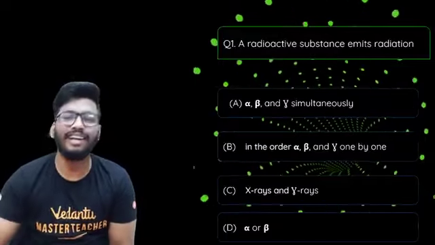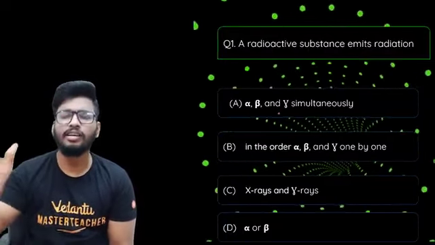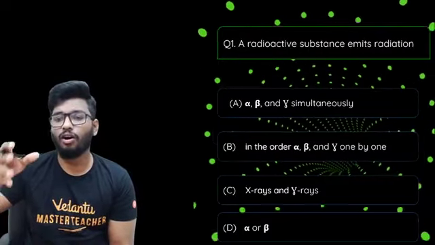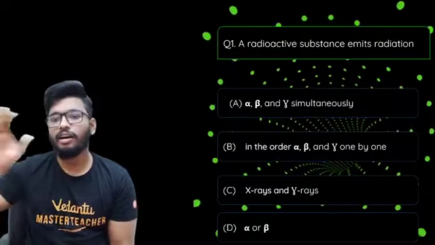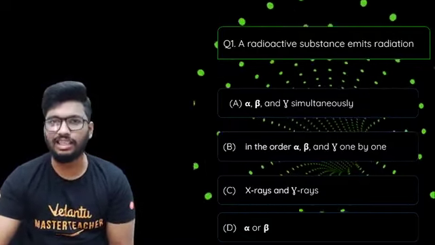The first question is: a radioactive substance emits what? Emits radiation. Alpha, beta, and gamma rays simultaneously, in an order of alpha, beta, and gamma one by one, X-rays and gamma rays, or alpha or beta rays.